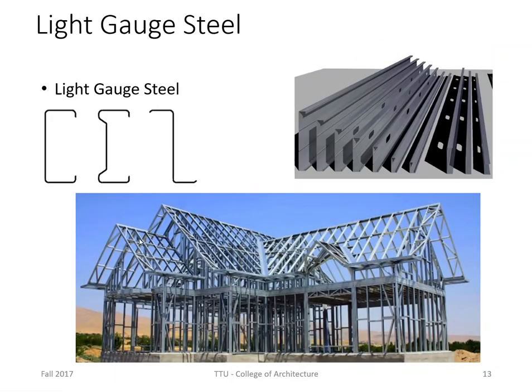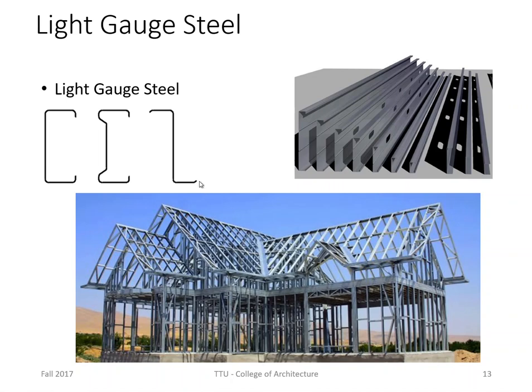The third cold rolled steel that we utilize in buildings is called light gauge steel. Y'all are probably familiar with this as metal studs. It's often called metal studs, but it's technically called light gauge steel, and this is called light gauge steel framing. We're going to cover the fundamentals of light gauge steel framing in the next lecture.